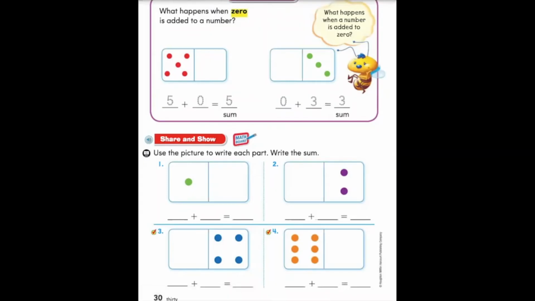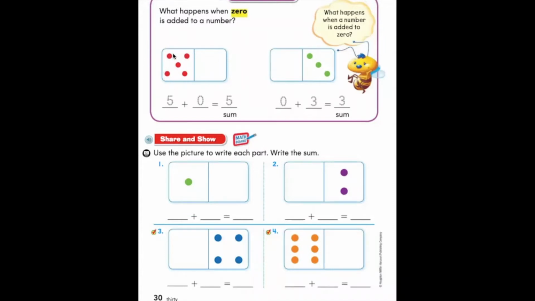Let's move on to page 30. Page 30 looks like this. At the top, there's a purple box that says Model and Draw. The question says, what happens when 0 is added to a number? Let's take our pencil and explore this first problem.